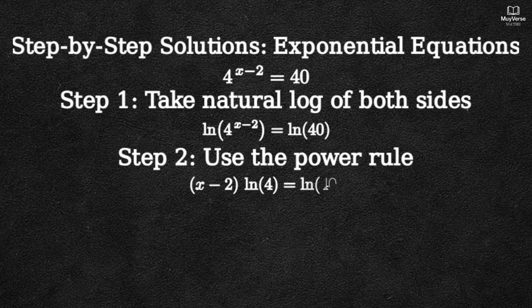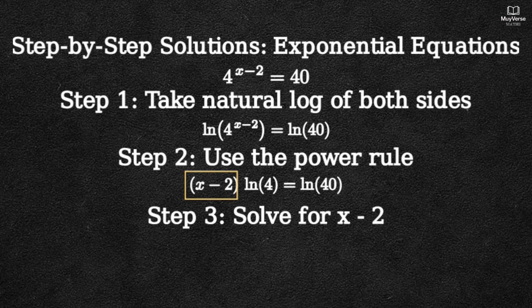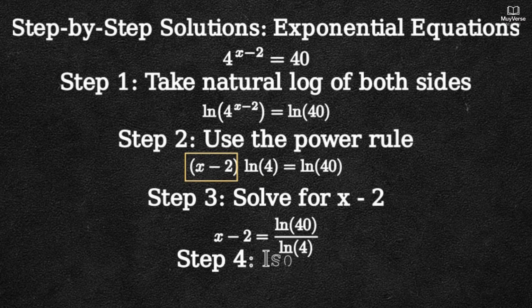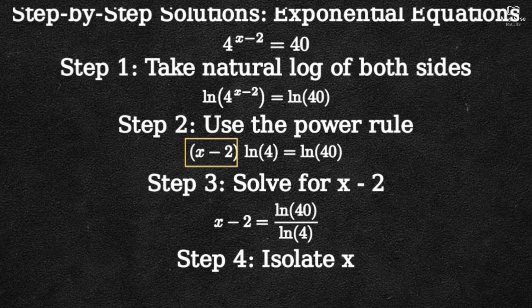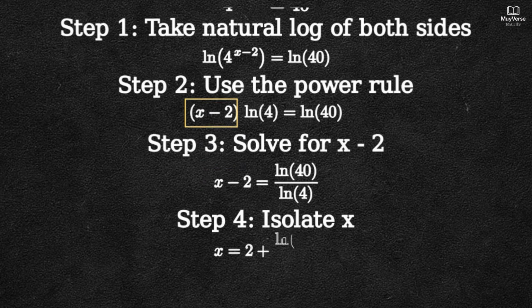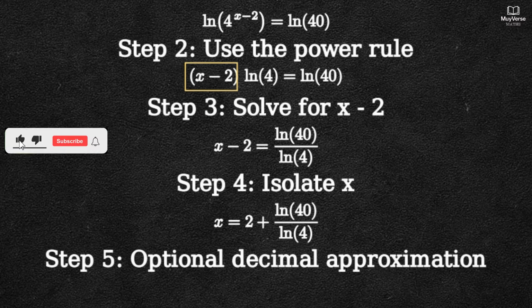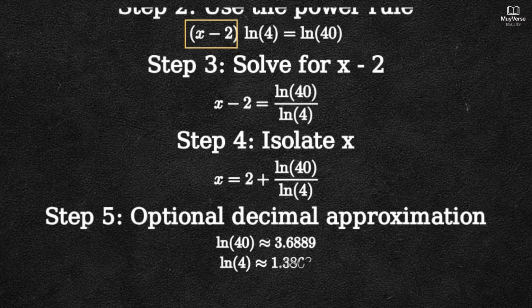Step 3. Solve for x minus 2 by dividing both sides by natural log of 4. Step 4. Isolate x by adding 2 to both sides. Step 5. Optional decimal approximation. Compute the natural log values and the quotient. Step 6. Final answers in exact and approximate form.